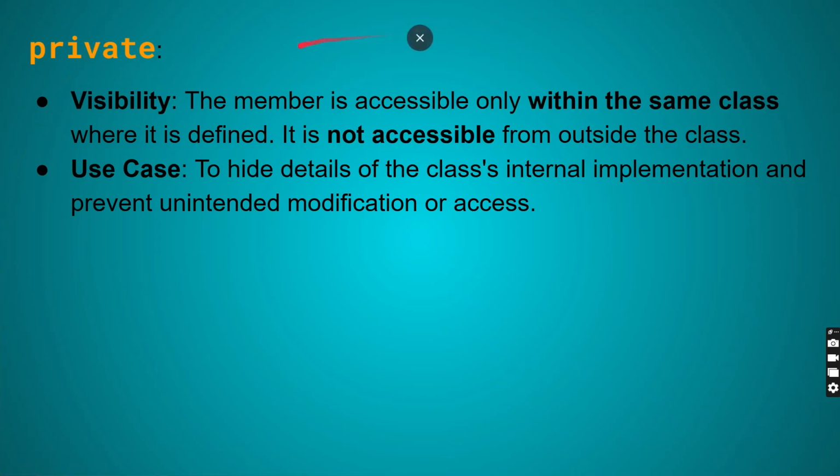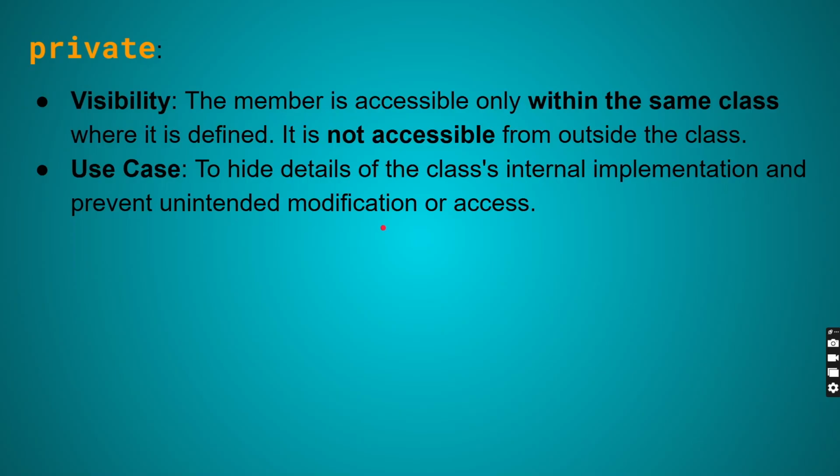And the next access modifier is private. Visibility: the member is accessible only within the same class where it is defined. It is not accessible from outside the class because it is a private one. Use case: to hide details of a class's internal implementation and prevent unintended modification or access.